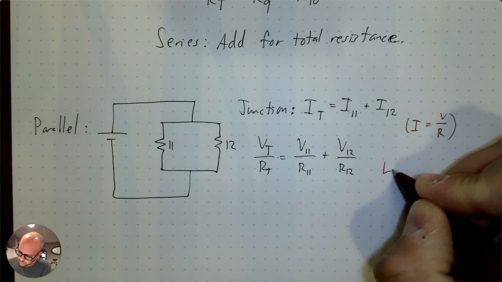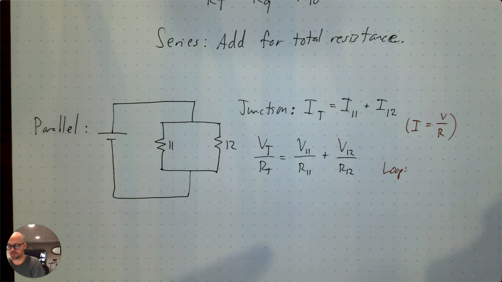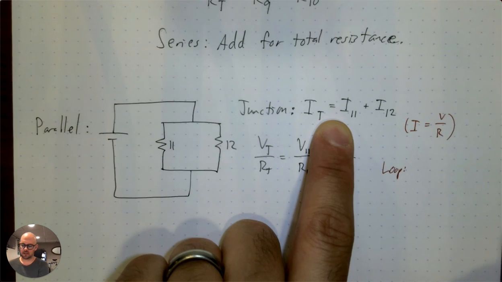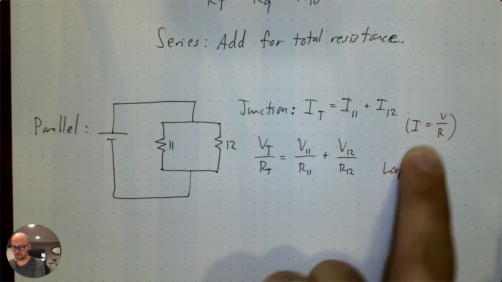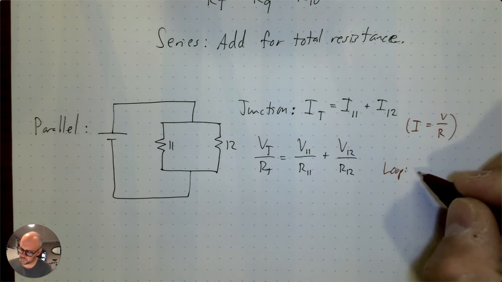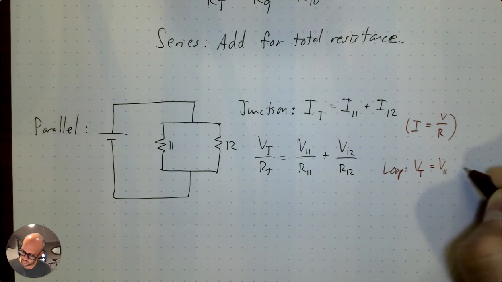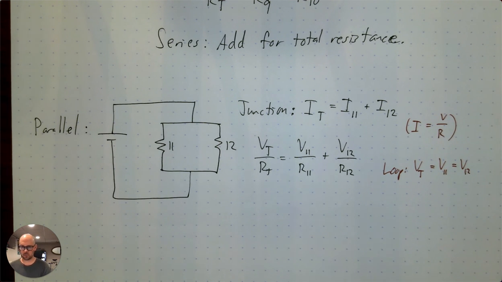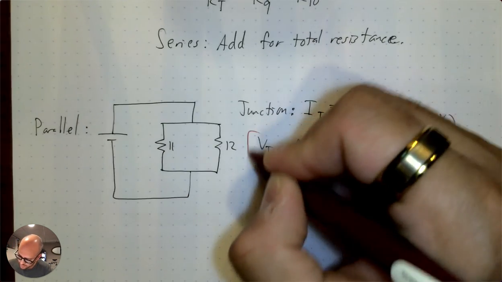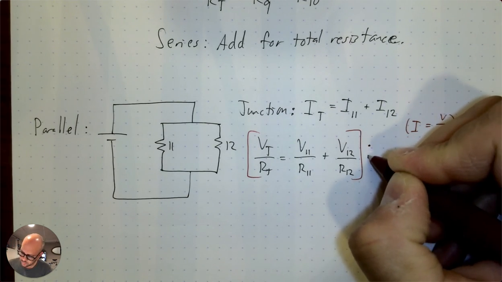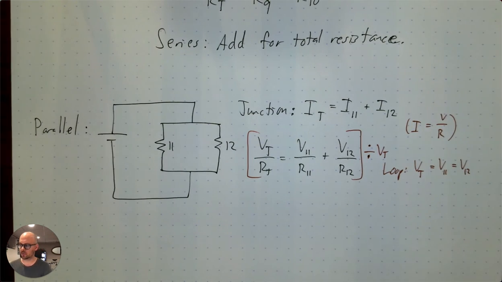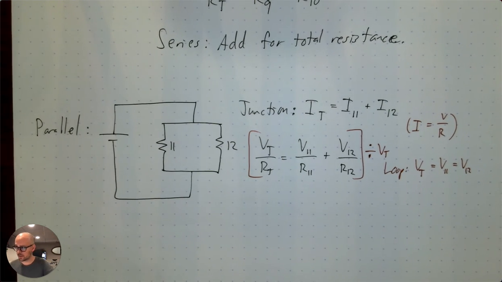The loop rule, so this looks really similar, right? Similar but different. I'm doing the same sorts of things. I start with a Kirchhoff rule, I substitute with Ohm's law, and then I do something else. The loop rule for parallel says the total voltage is equal to the voltage that each one of these receives, because each one of them is on their own loop. So again, I can take this entire equation and divide it by total voltage, and everything goes away.